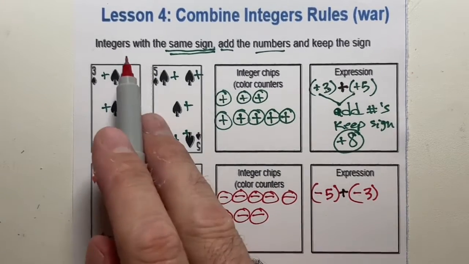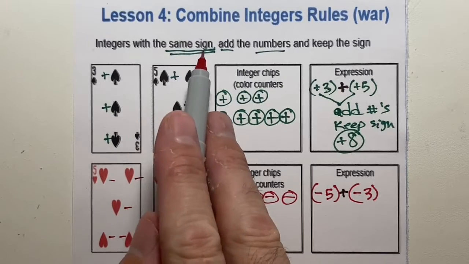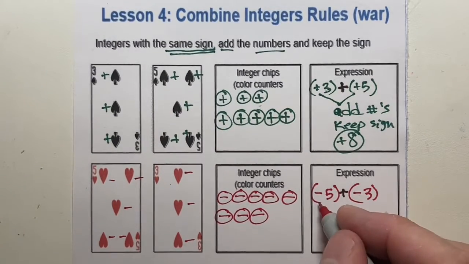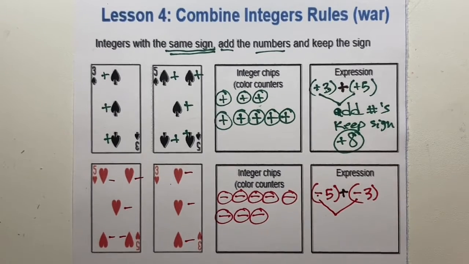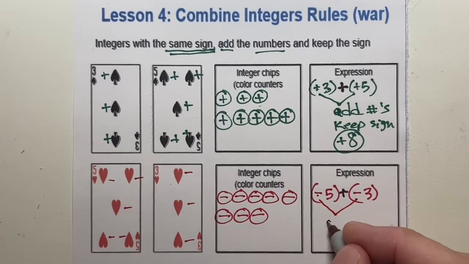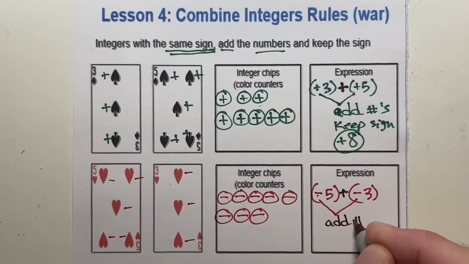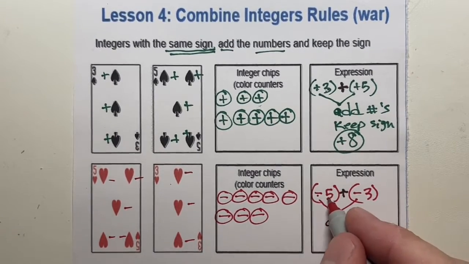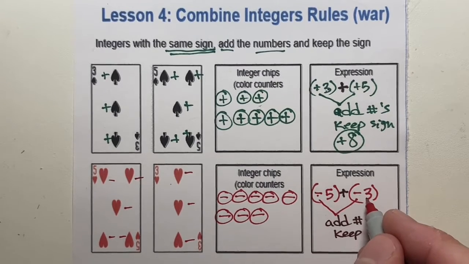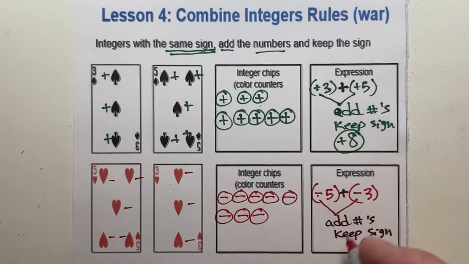So we go back to the rule. If we have the same sign, we're going to add the numbers. So we look at the signs here, negative and negative. Well, that means we're going to add the numbers and keep the sign. So the numbers are 5 and 3, so 5 plus 3 is 8, and then they're negatives, so our answer would be negative 8 all together.